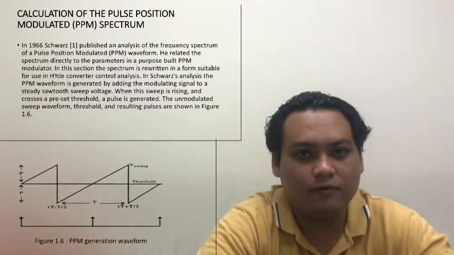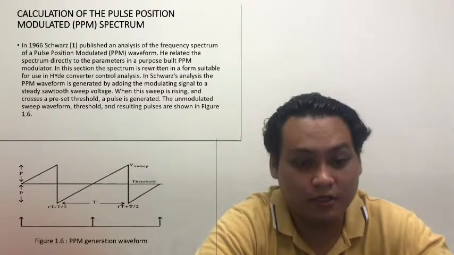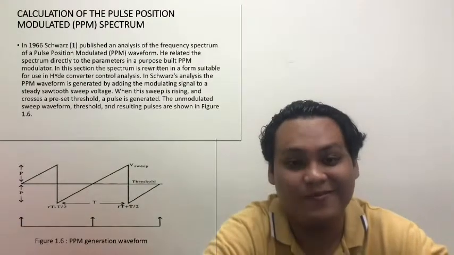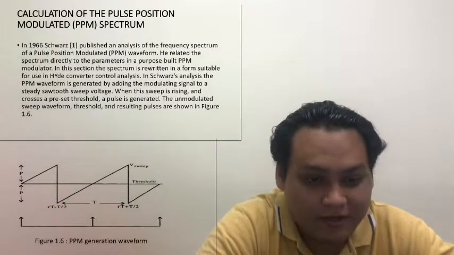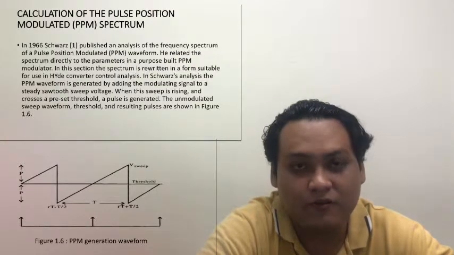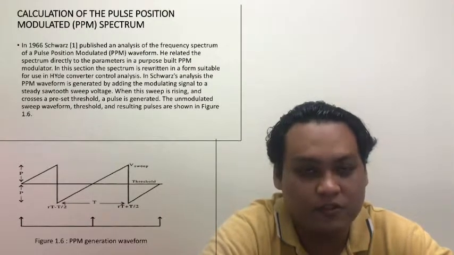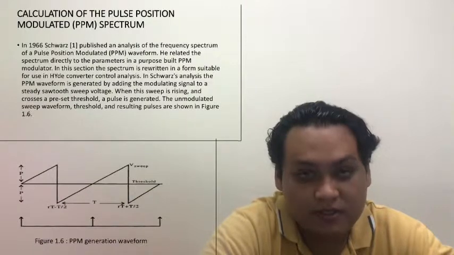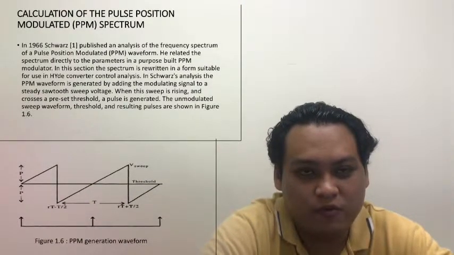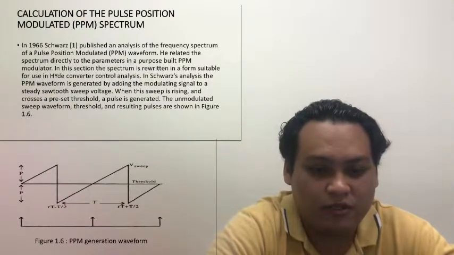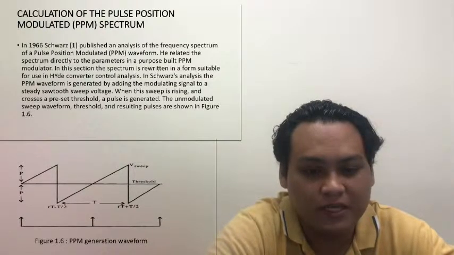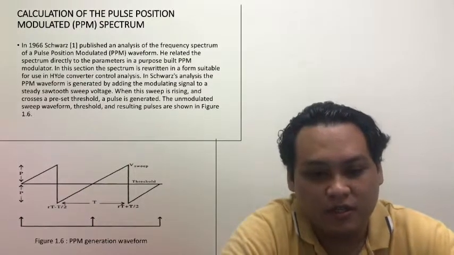Okay, Assalamualaikum. For me, it's the result calculation of the pulse position modulation PPM spectrum. In 1966, Schwartz published an analysis of the frequency spectrum of the pulse position modulation waveform. It relates the spectrum directly to the parameters in the proposed PPM modulator. In this section, the spectrum is rewritten in a form suitable for use in the converter.